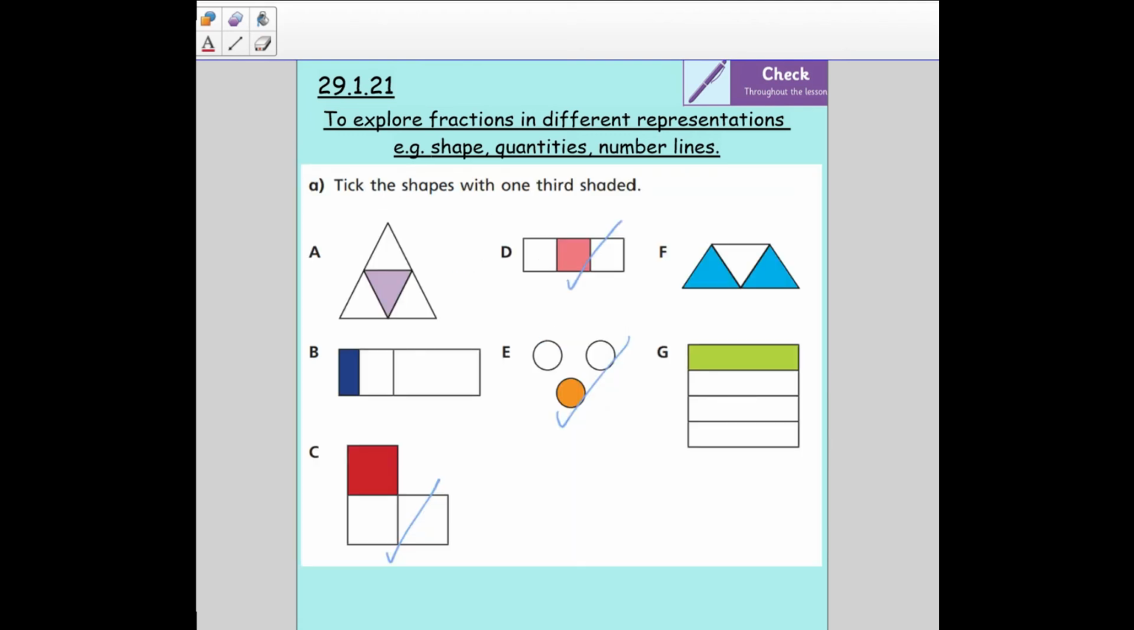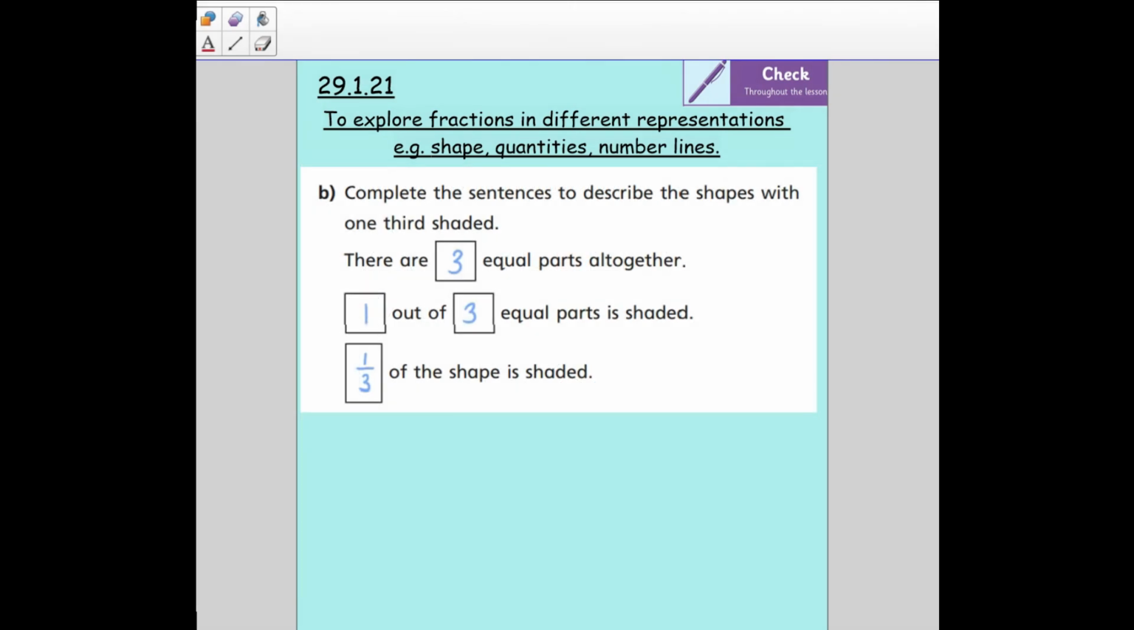Now, for this one, it said tick the shapes with 1/3 shaded. So we've got C, D, and E. Well done. There are 3 equal parts altogether. 1 out of 3 equal parts is shaded. 1/3 of the shape is shaded.